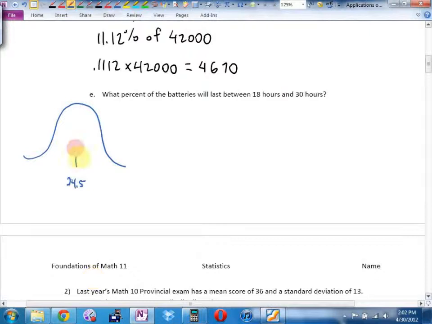18 hours, is that going to be to the left or to the right of 24.5? Put a little 18 right there. 30 hours, that's going to be to the right. Let's put a little 30 right there. Which area do we want? This one.